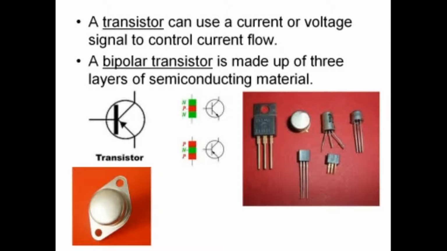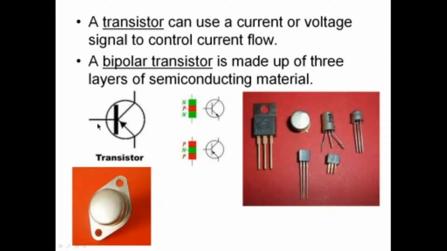A transistor is a device that can use a current or a voltage signal to control current flow. This is a diagram for a transistor, and typically you'd be wanting to control a current flowing through the collector and emitter. You can control that by putting a voltage on the base of the transistor here.